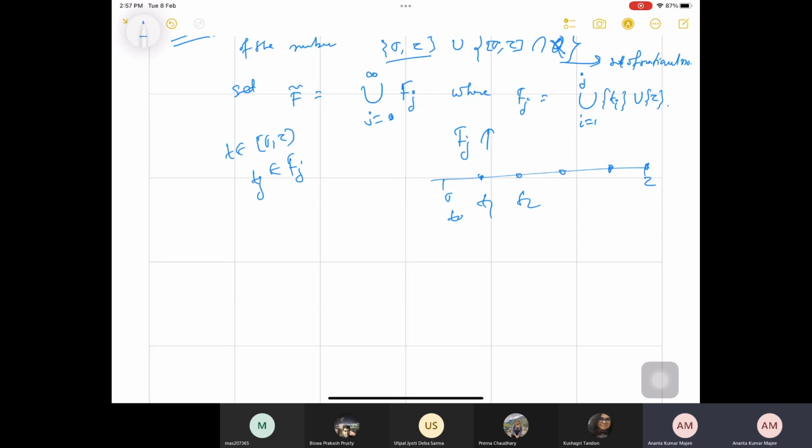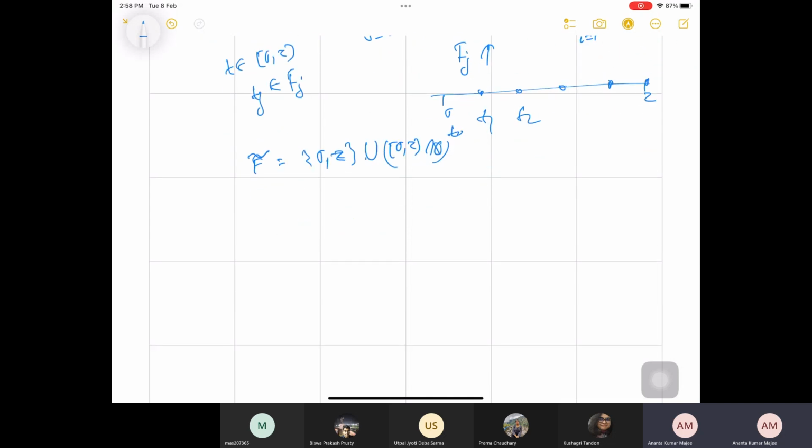So what is my claim? You have already seen this F tilde. F tilde I have defined as a union, and in that sense it is nothing but the endpoints sigma and tau, union the rational points in sigma tau, is it not? All the rational points in the interval, and then the two endpoints sigma and tau. This is my F tilde. So now you see this F tilde is dense in sigma tau. That means any element from sigma tau I can approximate via F tilde.